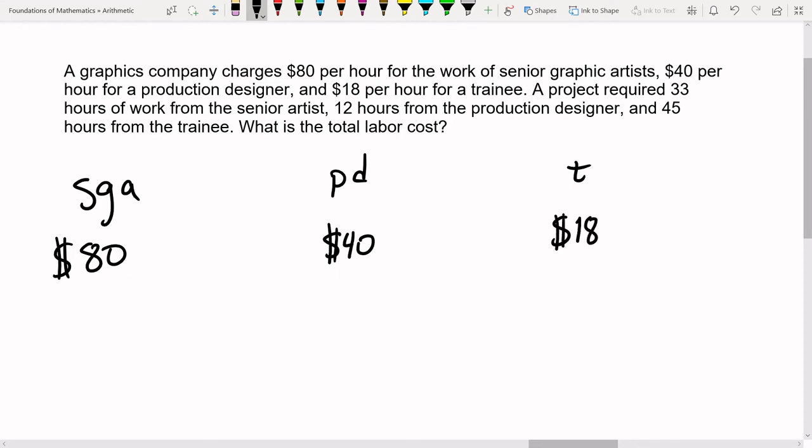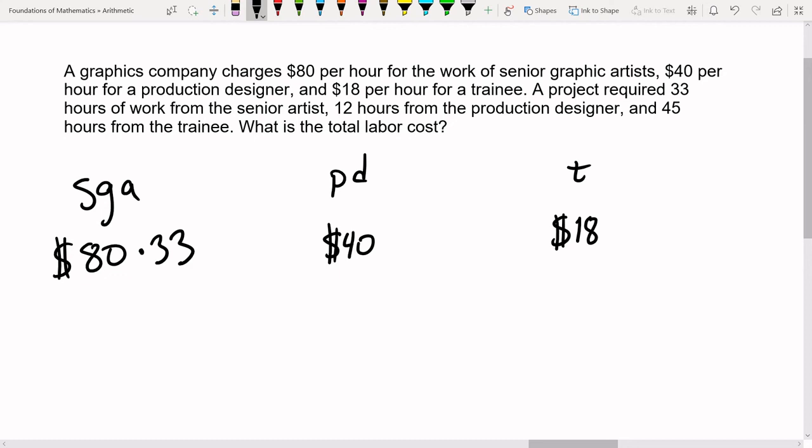So a project required 33 hours from the senior artist, 12 hours from the production designer, and 45 hours from the trainee. And what's the total labor cost? So the total labor cost is going to be adding up all of these things together, right? Because that's what gives us a total. Okay, so if the senior graphics artist worked for 33 hours at $80 an hour, that means the total labor cost for the senior graphics artist is 80 times 33, because that's how many hours they worked.